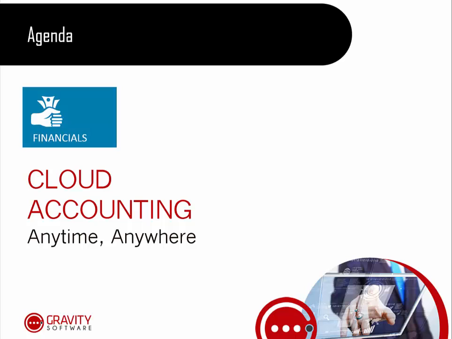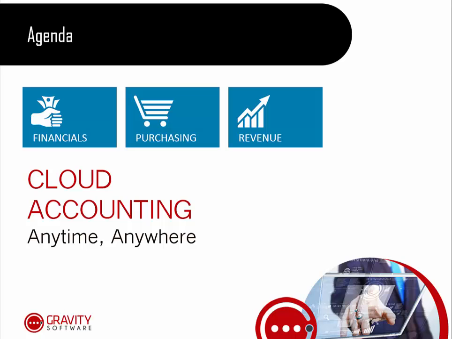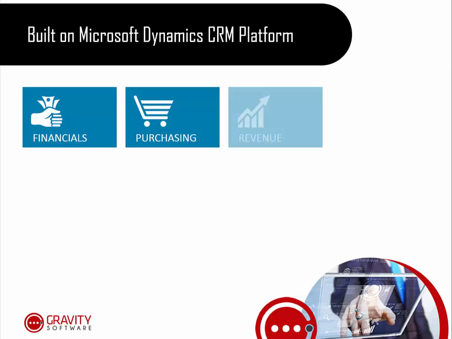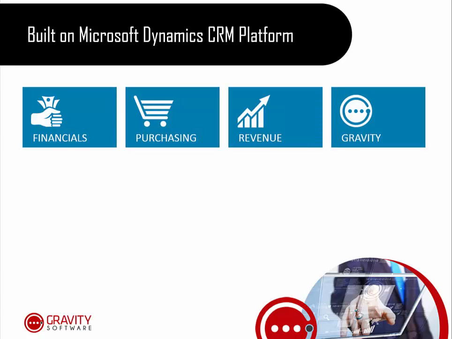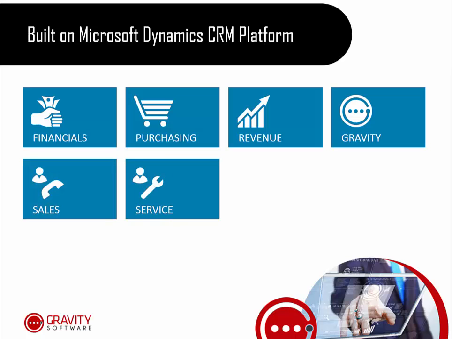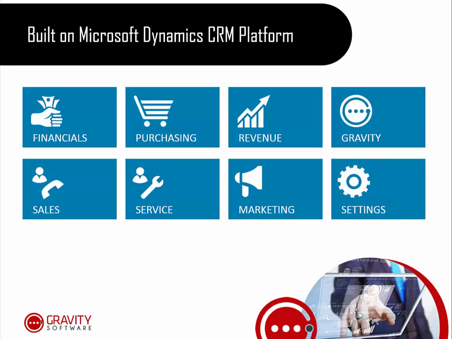Financials, which includes our journal entries and bank reconciliations; purchasing, which is all our voucher entries and check payment applications, which I'll be showcasing in today's webcast; revenue for invoicing and cash receipts; and Gravity, where we have all our reports and setup screens. Gravity's robust solution gives your company the distinct advantage of having your financials and CRM fully integrated on one platform to meet your unique business needs. In one screen, you can easily navigate to your front office, sales, service, marketing, and settings.